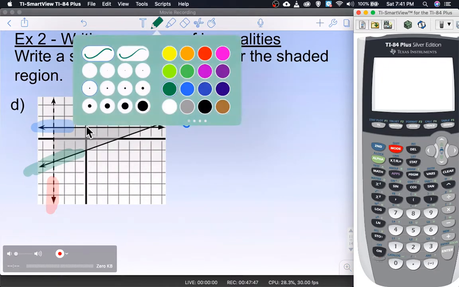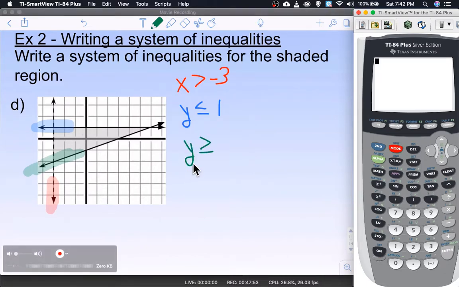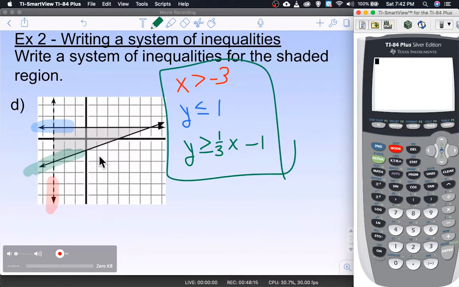And my green line, y is greater than or equal to, because I'm shading above a solid line that has a y-intercept of -1 and a slope of 1/3. I just counted right in here in my head: up 1, over 3, up 1, over 3. That is the system of inequalities that matches the graph.